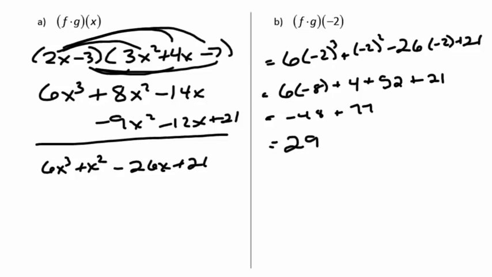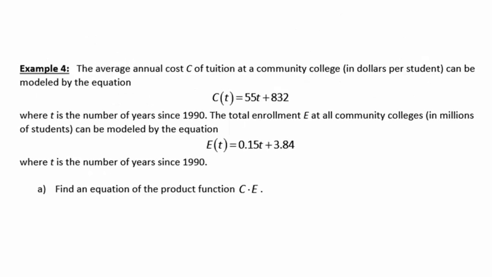Let's go on to the next page. The average annual cost of tuition at a community college in dollars per student can be modeled by the equation C of t equals 55t plus 832, where t is the number of years since 1990, and the enrollment at all community colleges in millions of students is E of t equals 0.15t plus 3.84. Again, t is the number of years since 1990.